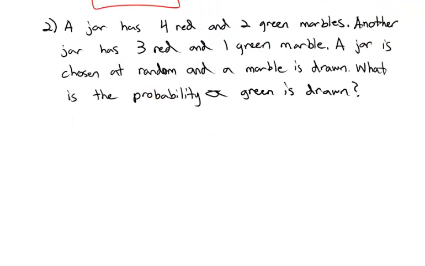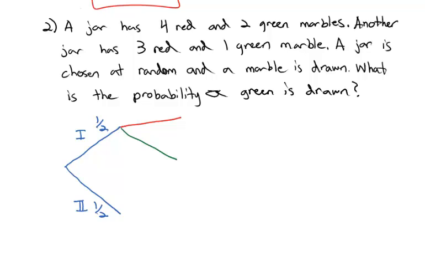So to help us organize this, we're going to set up a tree where we look at either picking jar 1 or we look at picking jar 2. Now we assume these jars are completely identical. There's no way one would be chosen over the other, so we're going to say there's a 1 out of 2 chance that each jar gets picked. Pretty much there's a 50-50 chance. Once I pick that jar, I could either end up with a red or I could end up with a green.